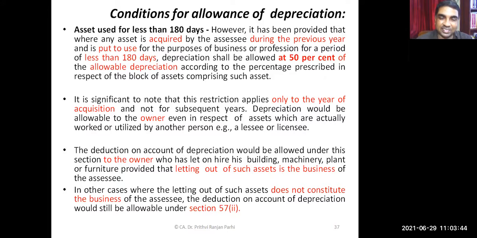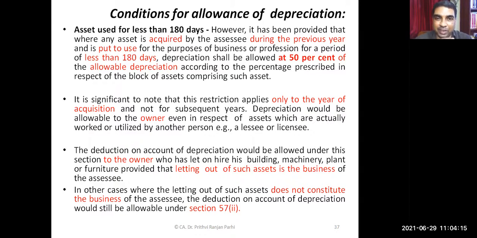And in case asset is put to use for less than 180 days, then how will be the treatment? If it is put to use for less than 180 days during the previous year, then 50% of the allowable depreciation shall be deducted. That means let us say depreciation 20%, 50% means half of it. That means only 10% will be allowed.